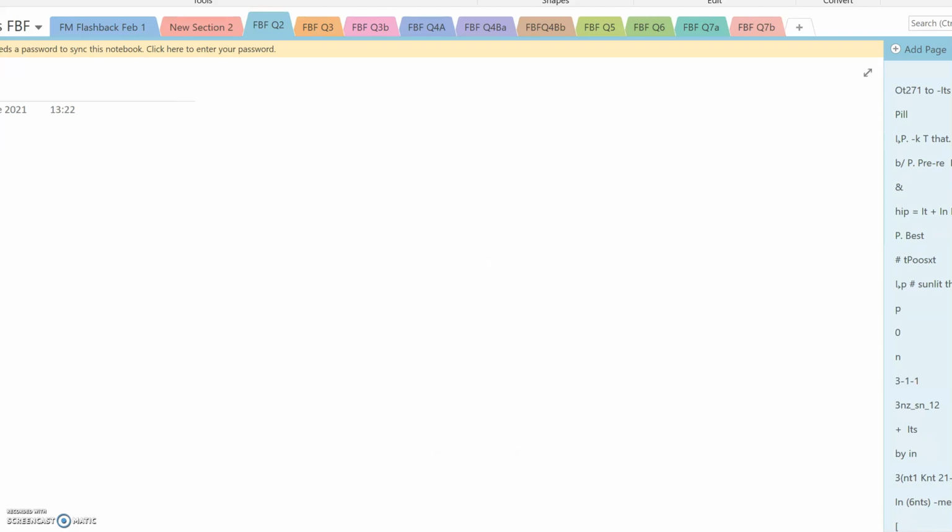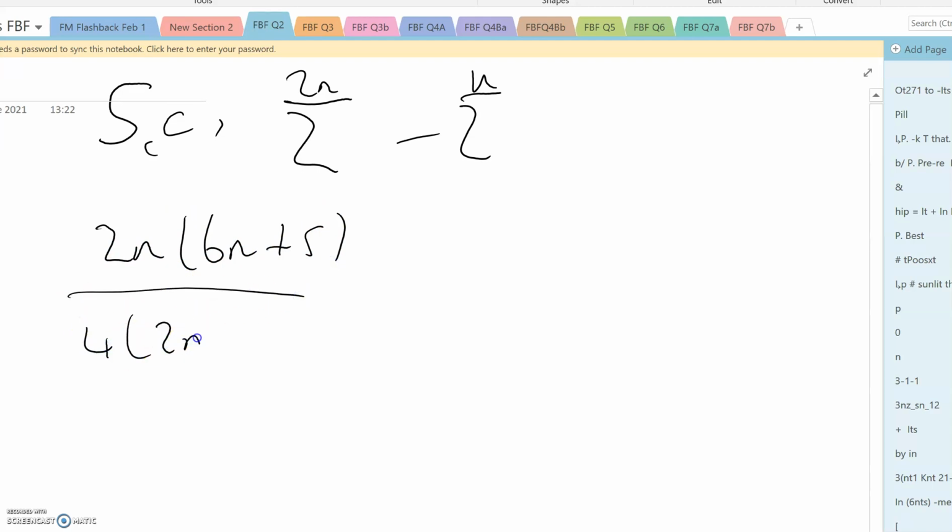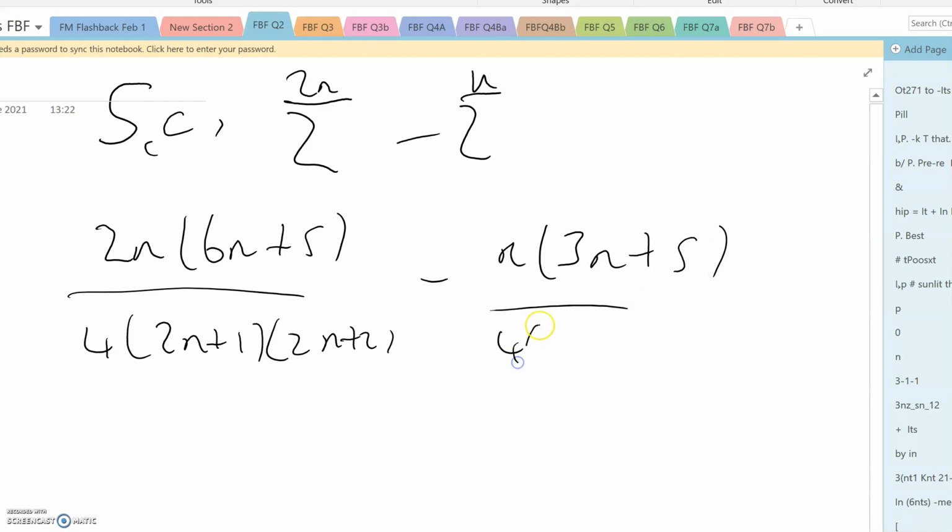Question 5c. Basically what we're going to need to work out is the sum to 2n, take away the sum to n. If I substitute n is 2n in the answer to part B, I get 2n brackets 6n plus 5 over 4, 2n plus 1, 2n plus 2. And now if I simply substitute the answer to part B, I get this.